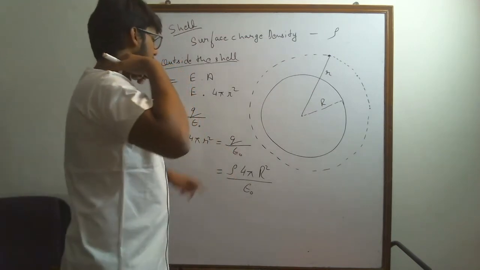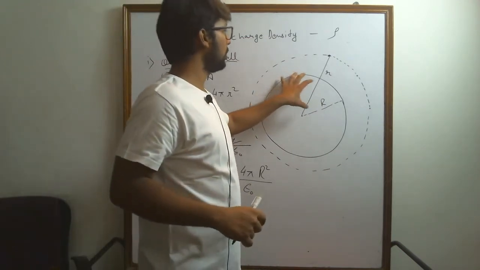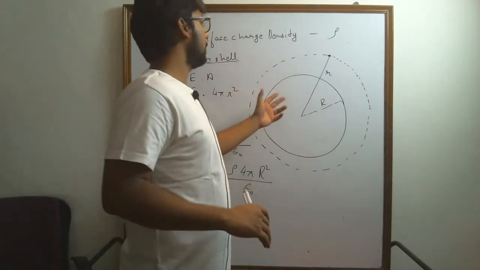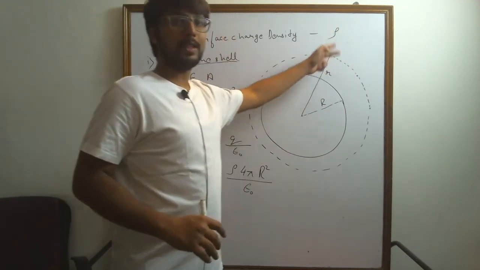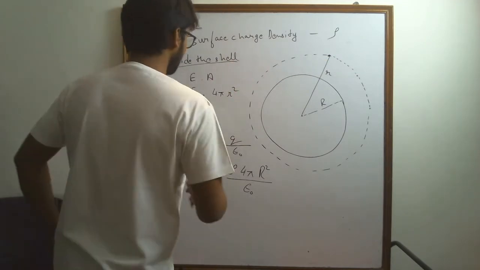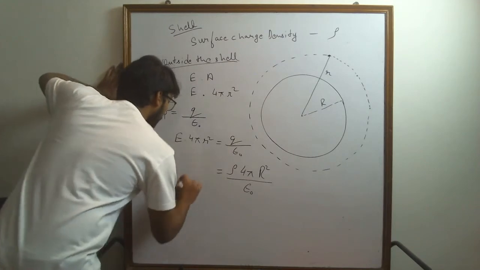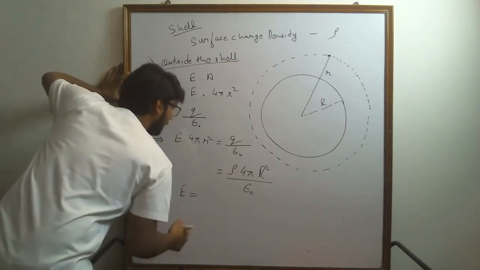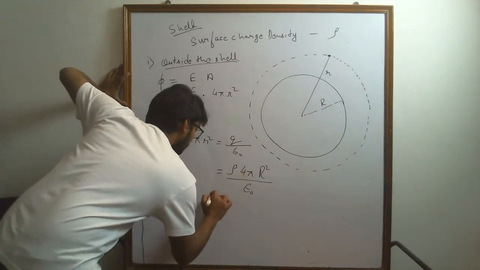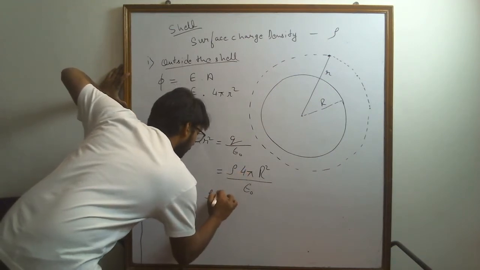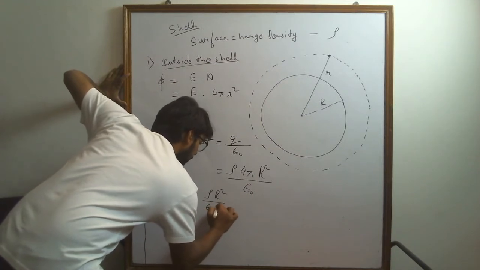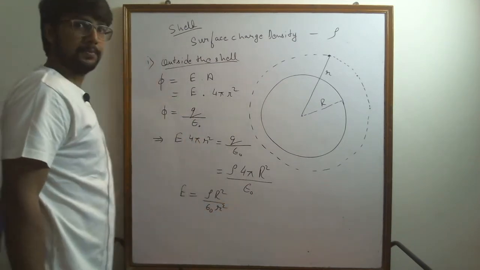Why? Because Q is the total charge, and total charge divided by total surface area is what sigma is. So sigma into the total area will give me Q. So that's what I've replaced it with. Therefore, now I get E as, I will take it down, 4 pi cancels out, it becomes sigma R square upon epsilon naught into small r square.